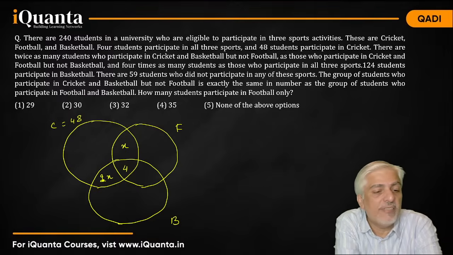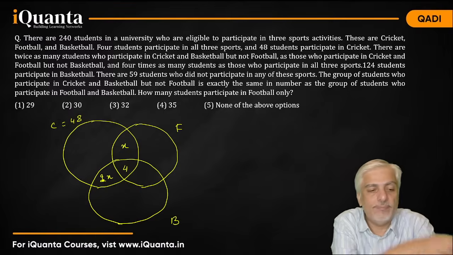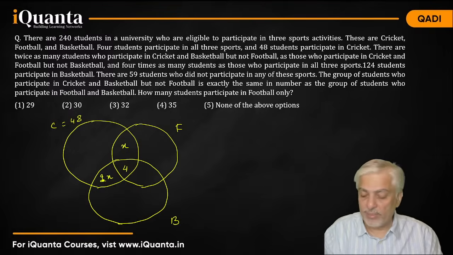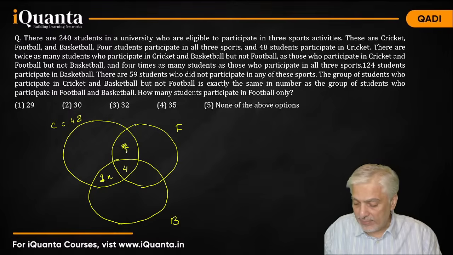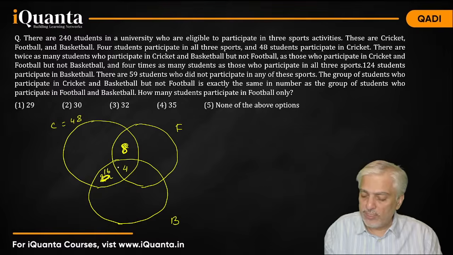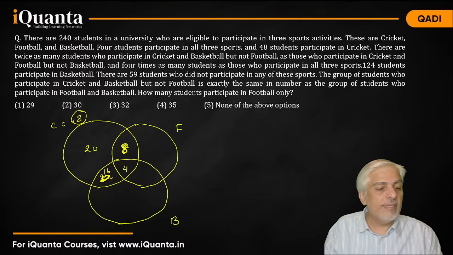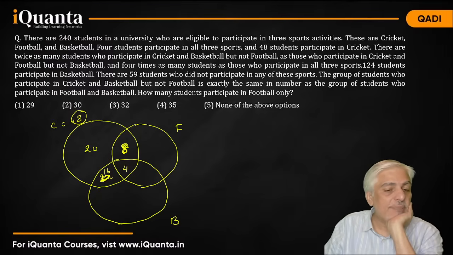All three sports was already given four students. So can I say 2x is 12? 2x is 12, right? Not 12, 4 times of 4. So 4, 16, not 3 times. So 2x is 16. So x is 8 and this is 16. We already knew 48 play cricket. So this is 28. So this will become 20.